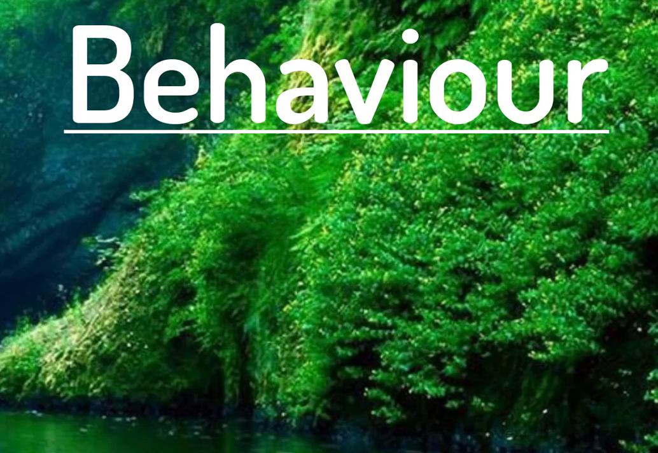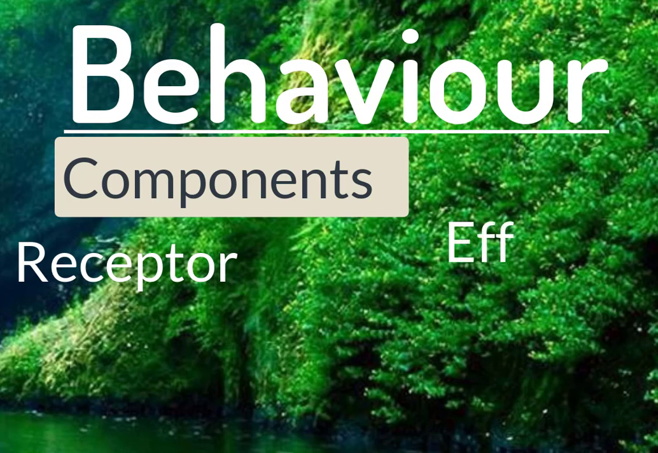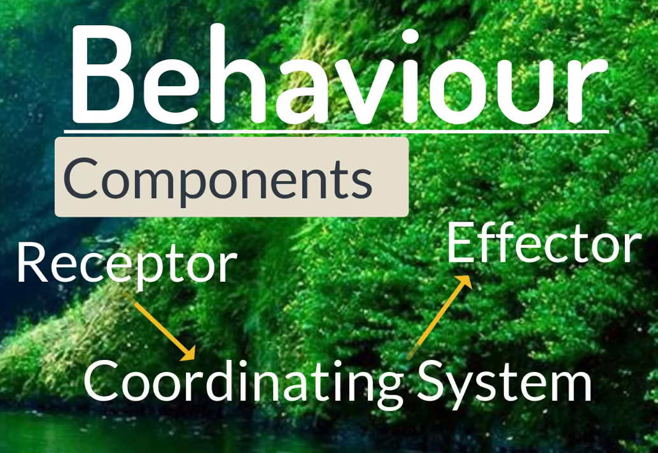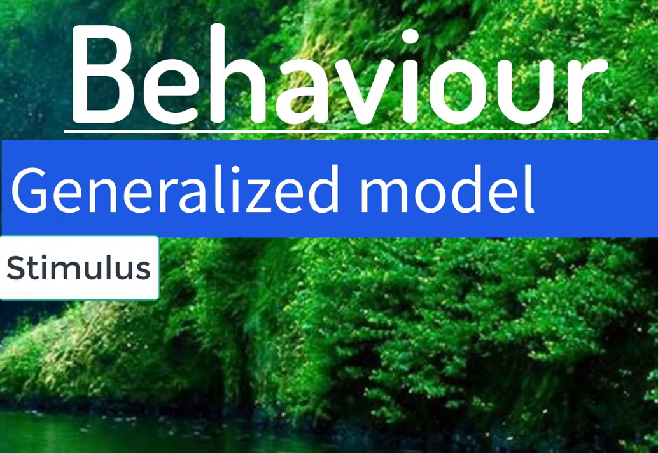For an organism to show a coordinated response, any behavior must have three main components. These three main components are receptor, effector, and the linking system or coordinating system. To see the generalized model of the components of behavior, first there must be a stimulus or environmental factors. A stimulus means a change in the internal or external environment that initiates organisms to react or respond.